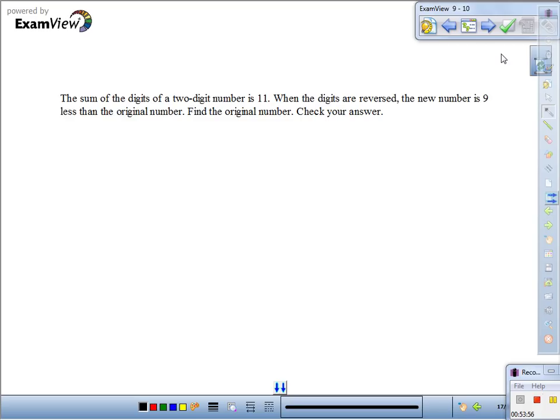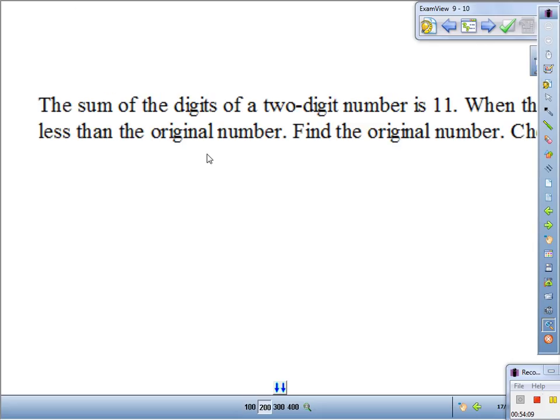It says, the sum of the digits of a 2-digit number is 11. When the digits are reversed, the new number is 9 less than the original. Find the original number. Let me zoom in.